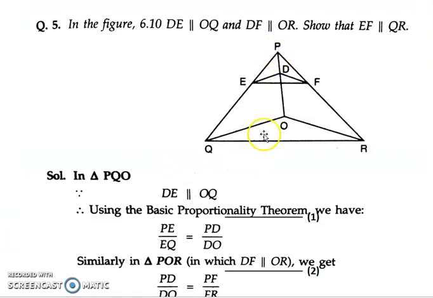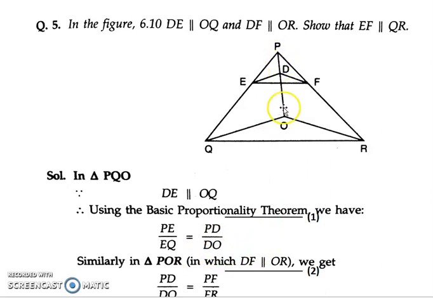So in triangle POQ, ED is parallel to OQ. Therefore I can say that PE by EQ is equal to PD by DO. This is by the basic proportionality theorem.